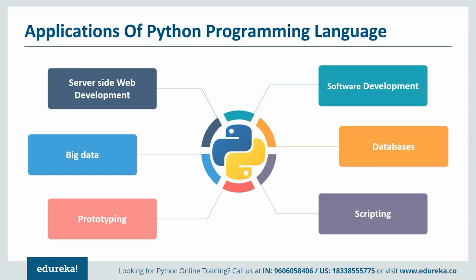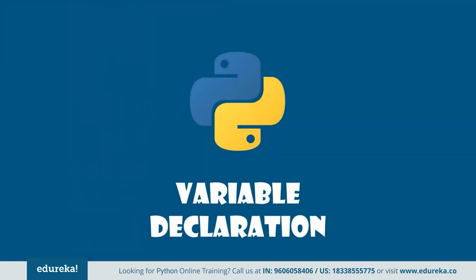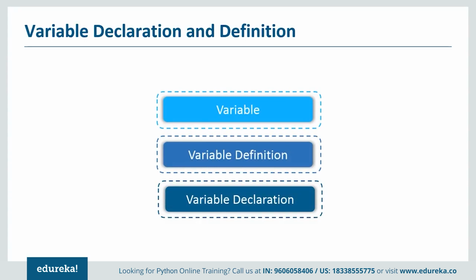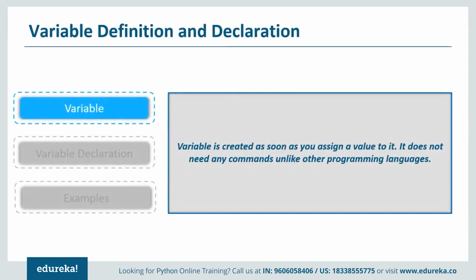So this was all about introduction to Python and its applications. So let's quickly move on to variable declaration. First of all, we have to understand what a variable is. A variable is like a memory location where you store a value. Now this value you have stored, you may or may not change in the future. Now coming back to Python, to declare a variable, we just have to assign a value to it.